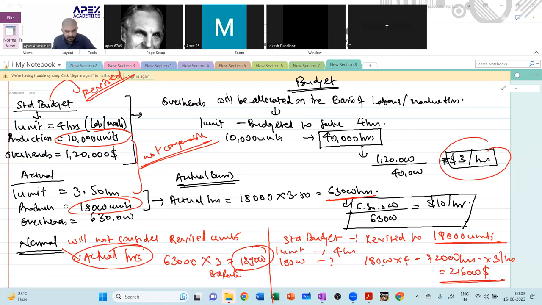But here, this is revised. This is standard hours per unit. This is nothing but actual hours straight away, multiplied by the standard rate. I hope you're with me on that. Please take a screenshot.